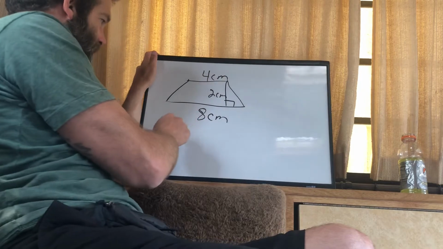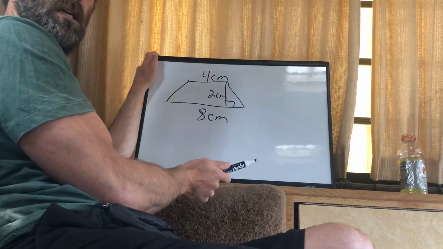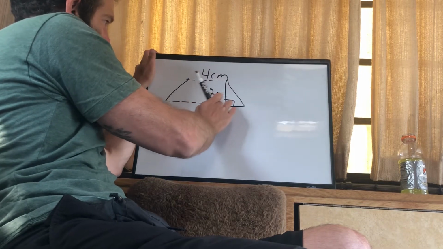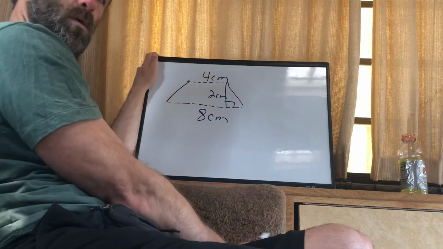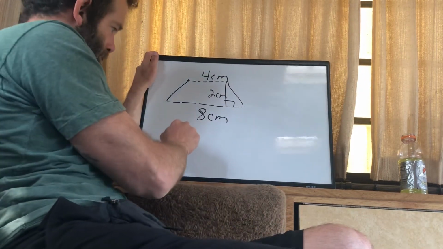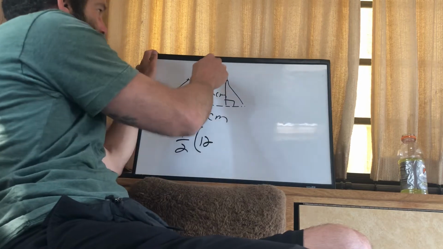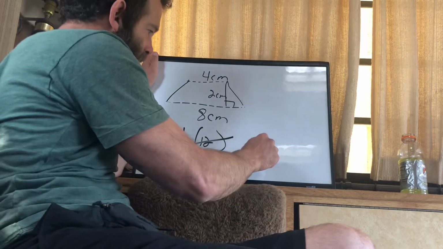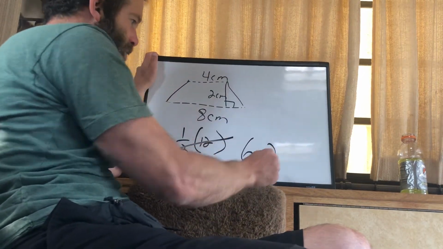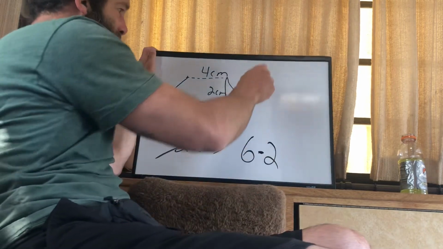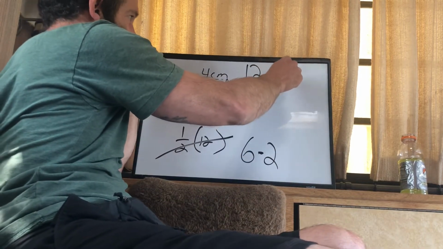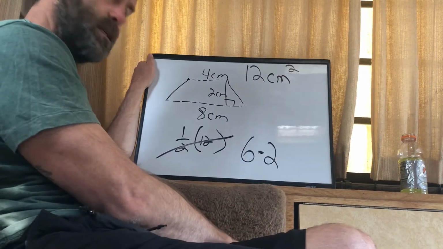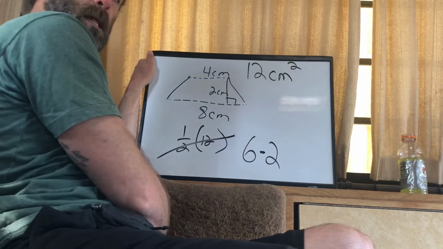The formula is half of base 1 plus base 2. What that means is you add the top base and the bottom base together. Half of 8 plus 4. 8 plus 4 is 12. Half of 12 is 6, times your height. Your height is 2. So the area is 12 centimeters squared. That's it. Trapezoids are the only quadrilaterals that follow a specific pattern for the formula.